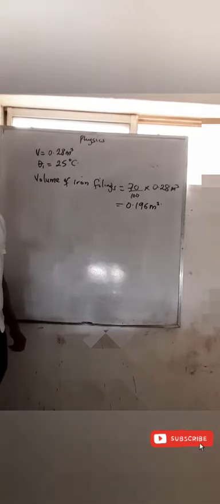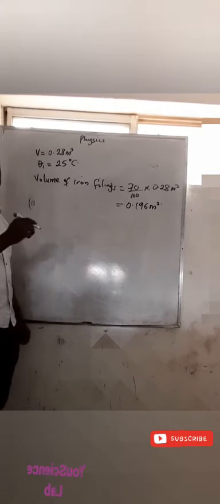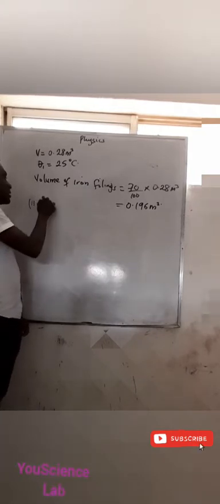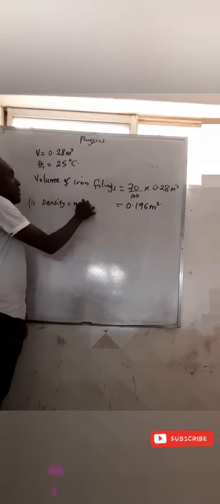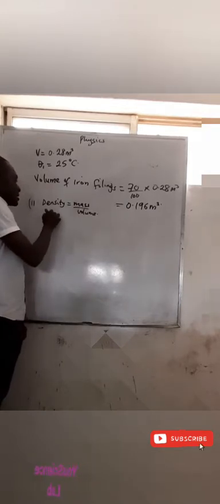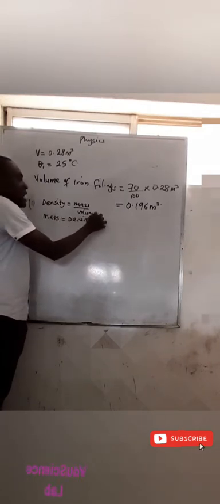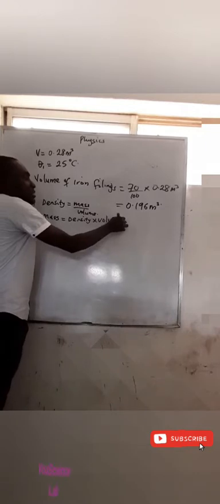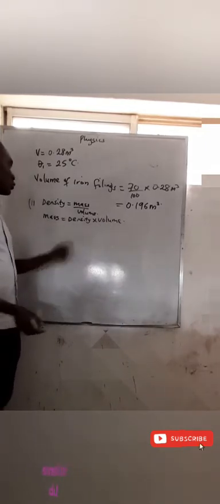Now the next thing we have to do is they say we should look at the mass, the total mass of the iron filings inside the what? Bus. Now we know that density is equal to mass divided by what? Volume. So from this, the mass is going to be equal to what? Density times volume. It's not divided now. Times volume, isn't it?